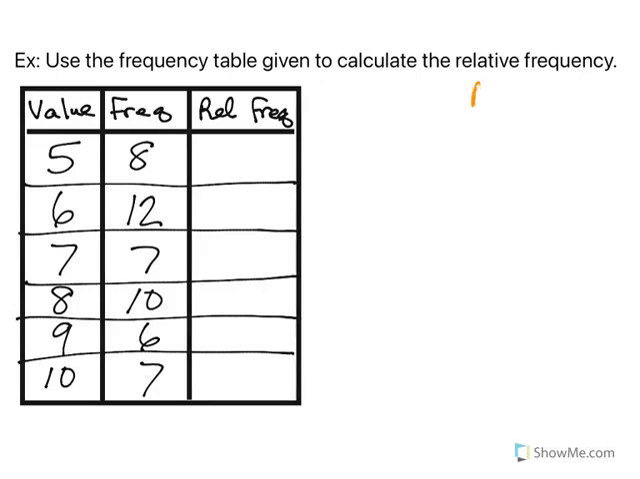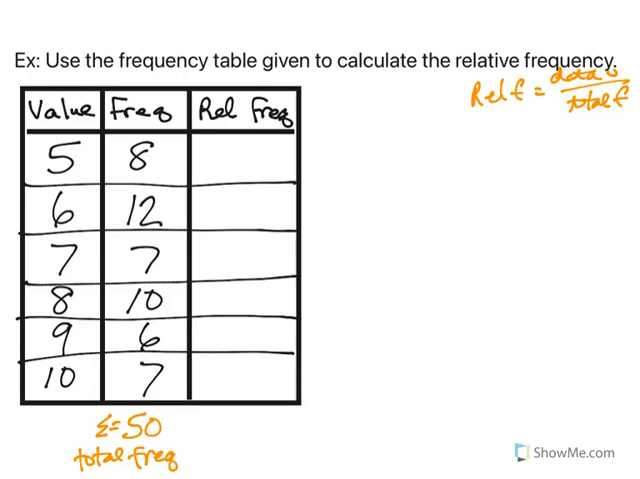So again, if we think about relative frequency as the data value frequency over the total frequency, well, we know the data value frequency for each one that's given, but we don't know the total. So our first job is to sum up the frequency column. So 8 plus 12 plus 7 plus 10 plus 6 plus 7, and that gives us 50. So our total frequency is 50. Now I can work on each one.